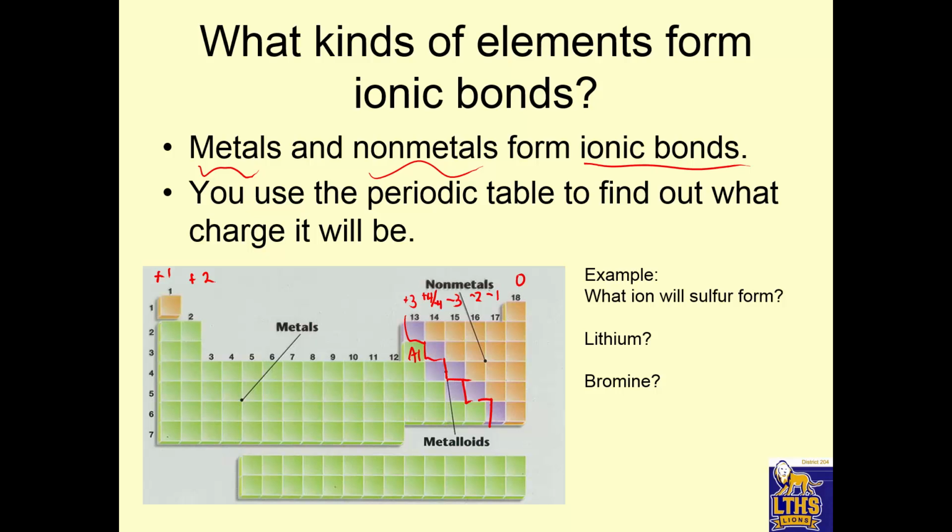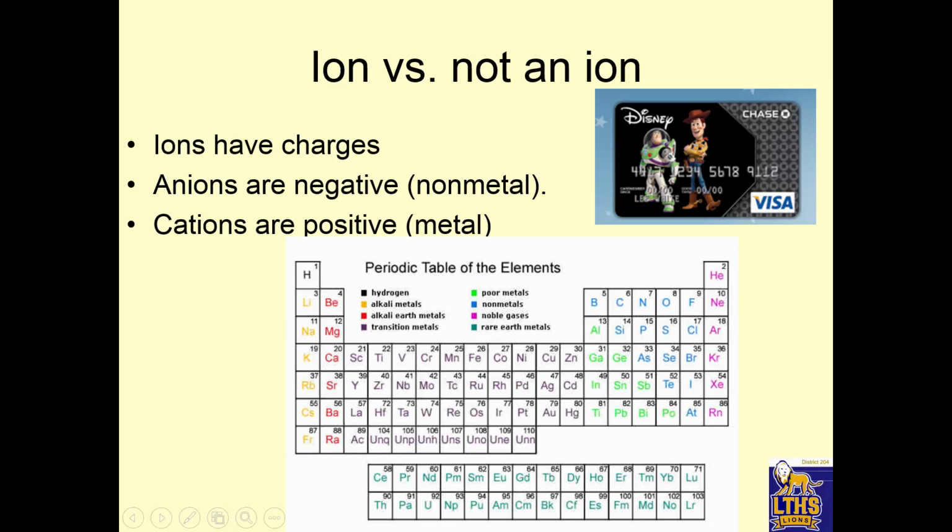So sulfur is right under oxygen on the periodic table, so it's going to form a -2 ion. Lithium is going to form a +1 ion because it's in group 1A. Bromine is, so we have fluorine, chlorine, bromine, but every element in that column is going to form a -1 charged ion.